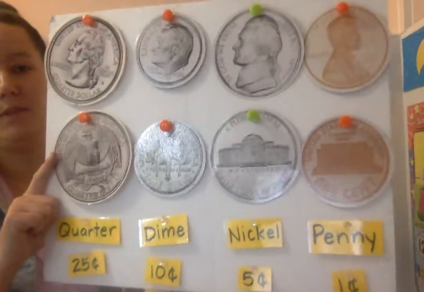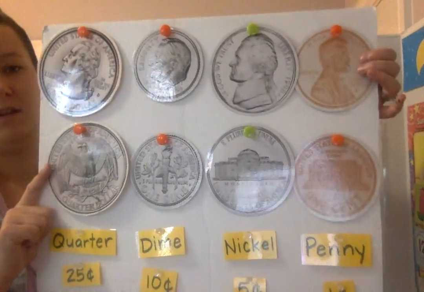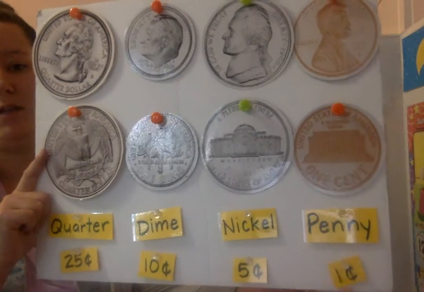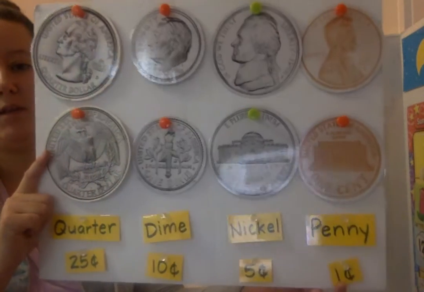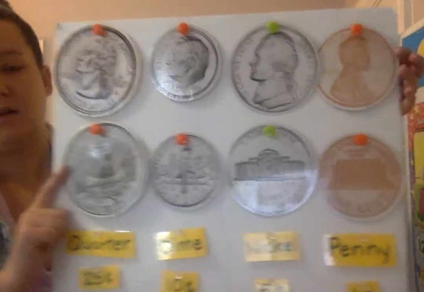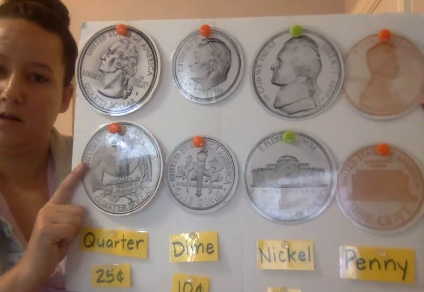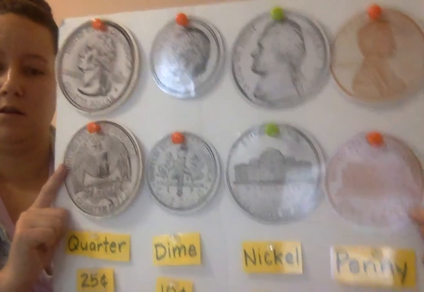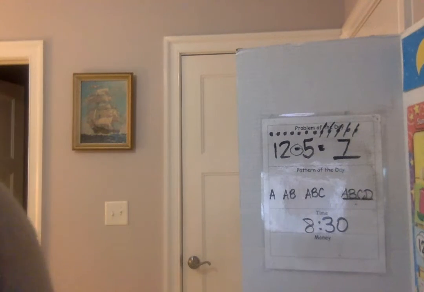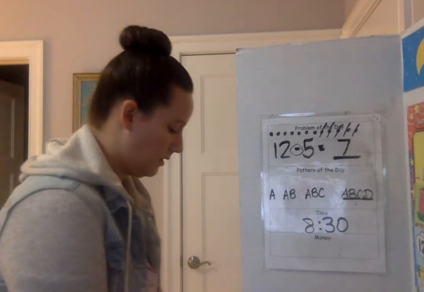And then last but certainly not least, we have our penny. The only brown coin is a good way to remember your penny. Penny is worth 1 cent. So when we count pennies, we count them by ones. On the head side, Abraham Lincoln. On the tail side, Lincoln Memorial.